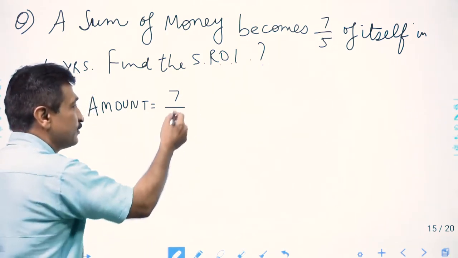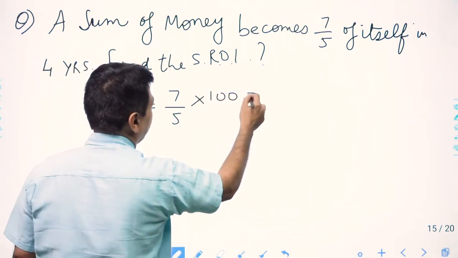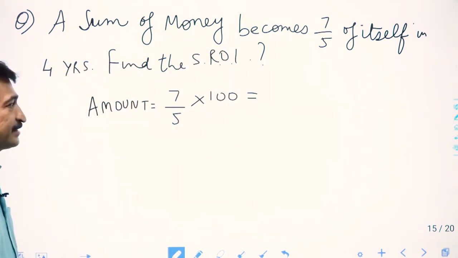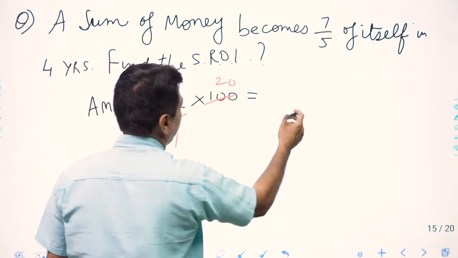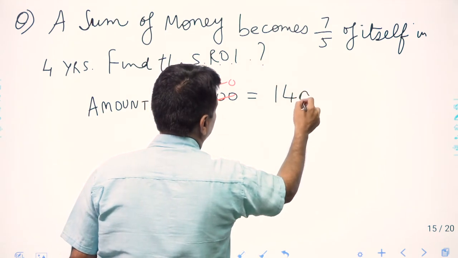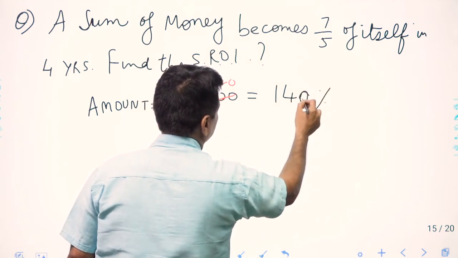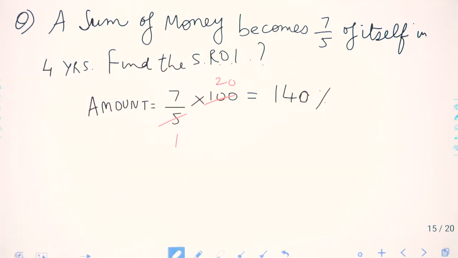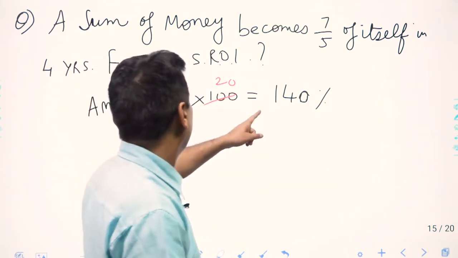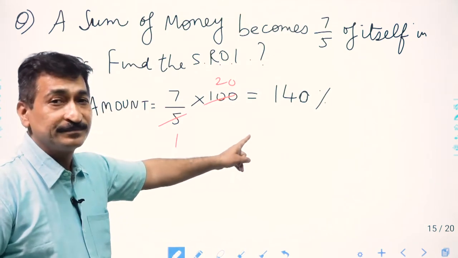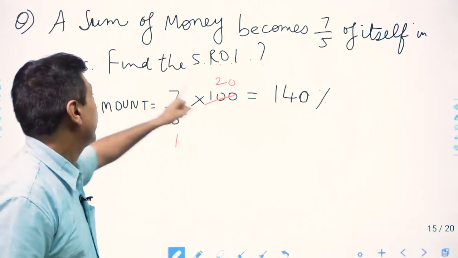Let me change it into percentage. So, 7 by 5 into 100. Let us change it into percentage. 5 ones are 5, 5 twos are 10, 7 twos are 14. So, 140% is the amount, and this 140% amount becomes in 4 years.